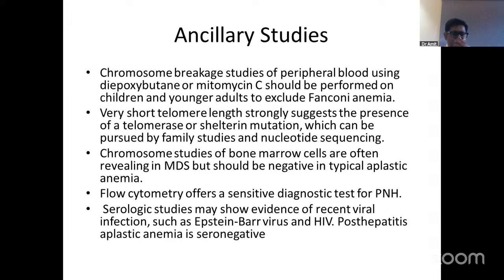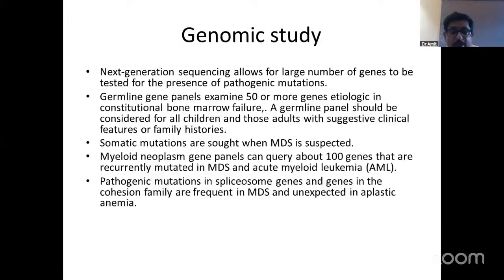Now, other ancillary studies which can also be done are chromosomal breakage, which would diagnose Fanconi's anemia, and telomere length, which would diagnose the telomeropathies, especially dyskeratosis congenita. Chromosomal studies of bone marrow could lead to a diagnosis of MDS. Flow cytometry could lead to a diagnosis of PNH. Serological studies could help us diagnose Epstein-Barr virus, HIV, and post-hepatitis aplastic anemia, which, as I already told you, is seronegative. So ancillary studies could go on to suggest the etiological diagnosis.